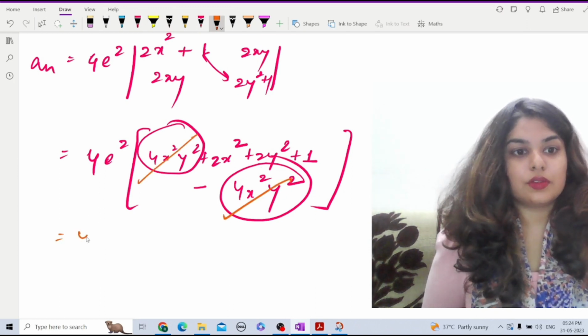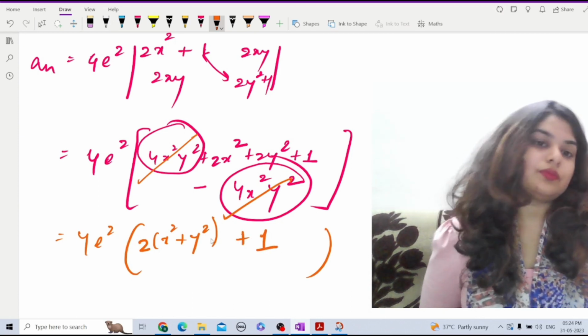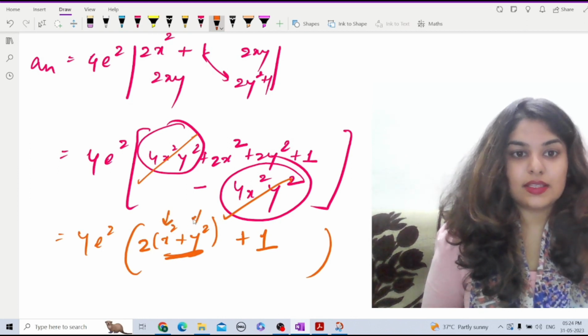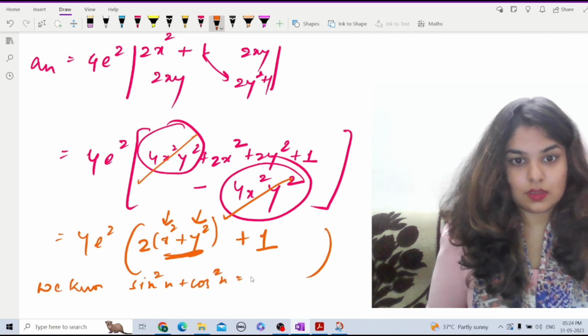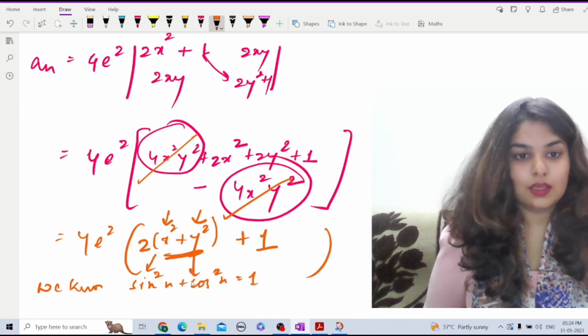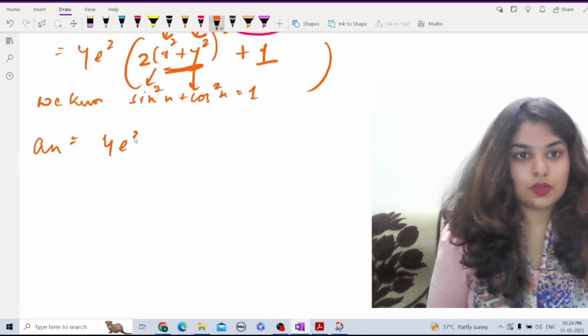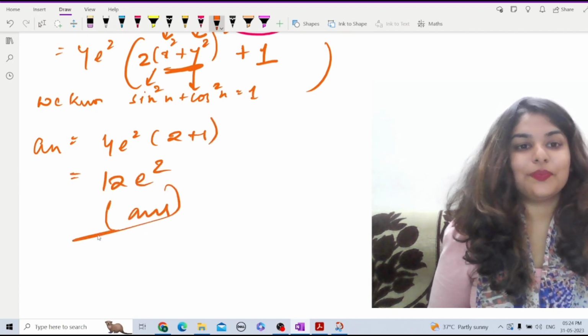Now here we have 4e square. Let us take 2 as common, so that is x square plus y square plus 1. Now this x square plus y square, x is our sin n and y is our cos n. So sin square n plus cos square n is 1. We know sin square n plus cos square n is equal to 1. So what we have here, A n is equal to 4e square into 2 plus 1, that is 12e square, and that is our answer.